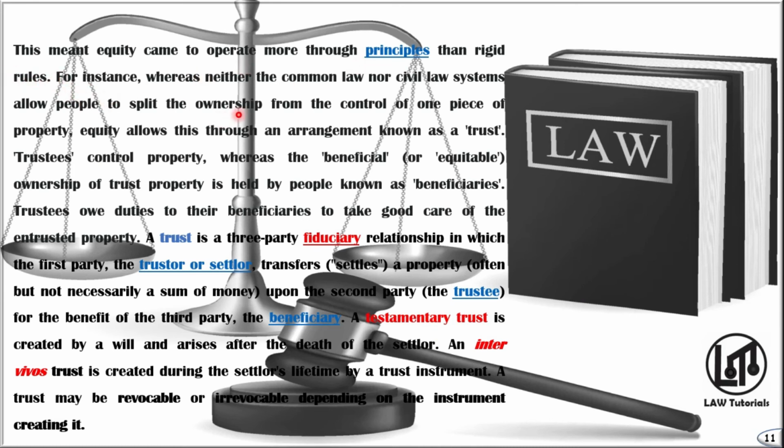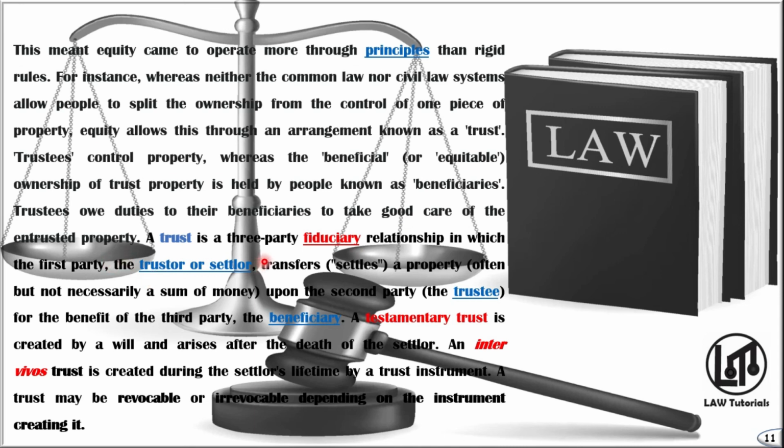For instance, whereas neither the common law nor civil law systems allow people to split the ownership from the control of one piece of property, equity allows this through an arrangement known as a trust. Trustees control property, whereas the beneficial or equitable ownership of trust property is held by people known as beneficiaries. Trustees owe duties to their beneficiaries to take good care of the entrusted property.